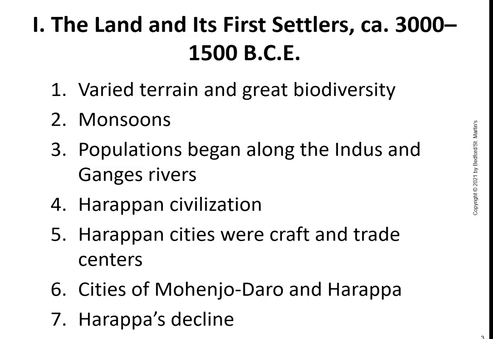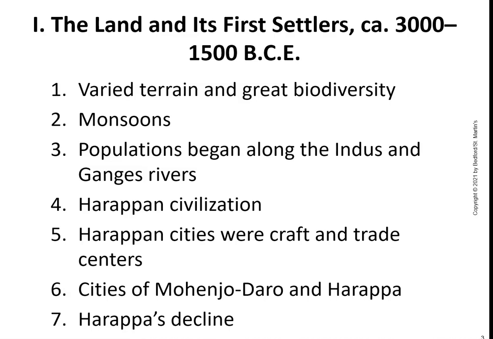The Indus Valley population was identified as the literate Harappan civilization. Harappan cities were craft and trade centers where manufacturers produced cotton cloth. And some major cities within the Harappan civilization include Mohenjo-daro and Harappa. The reason for the Harappan civilization's decline, we're still not really sure what happened. Could have been a series of things, but no one really knows.